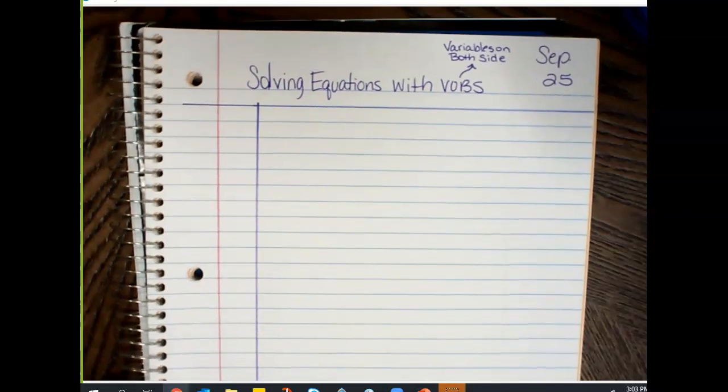All right, so today we're going to be solving equations with variables on both sides. You already know how to solve equations. We've done this last year. We're just going to kick it up one little notch, and I'll show you that as we go along. The first thing we need to know is there's like one big main theme that will help you with solving the equations.